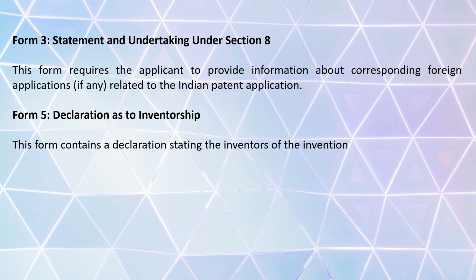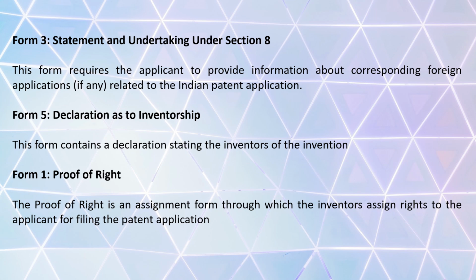The next form is Form 5, which is declaration as to inventorship. Now this form is required when the applicant is different from the inventor. Just as I gave the example of an employee who is working in a company, if the employee is the inventor and the applicant is the company, then the company has to make sure that it declares who are the inventors of the specific invention for which they are filing a patent application, and that has to be put in the Form 5. So the Form 5 will include the details of all the inventors, and it has to be submitted at the Indian Patent Office.